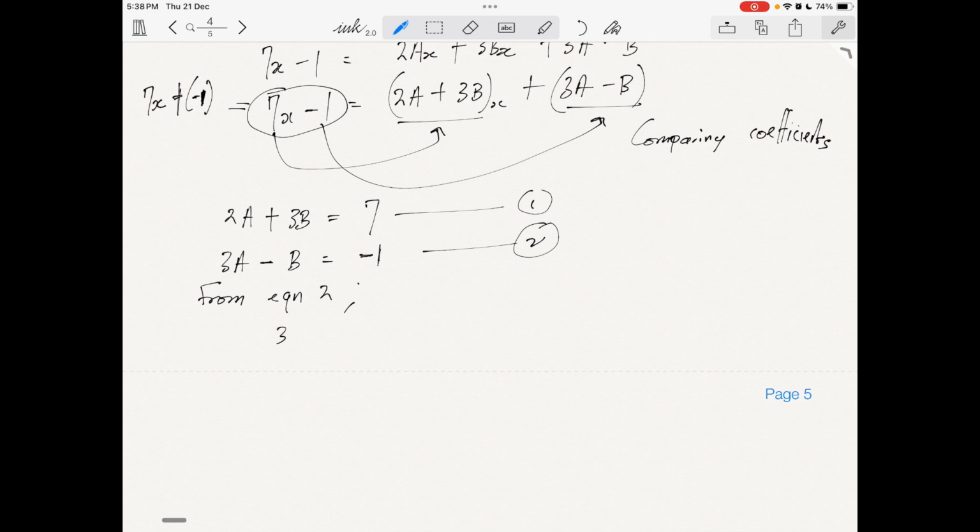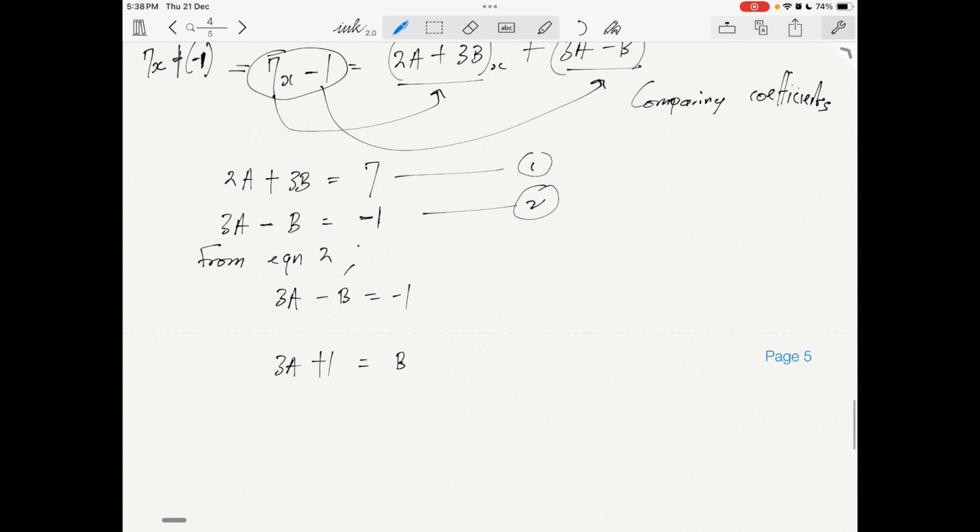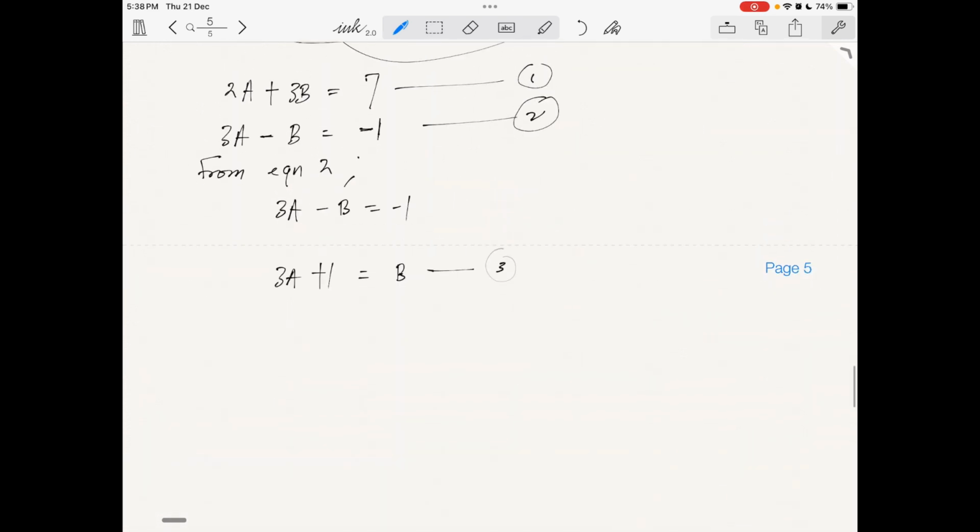So I know that 3a minus b is equal to minus 1. If I want to make b the subject of the formula, I take b from the left hand side to the right hand side, and I take minus 1 from the right hand side to the left hand side, that will give me plus 1. So this is my equation 3. I substitute equation 3 into equation 1.